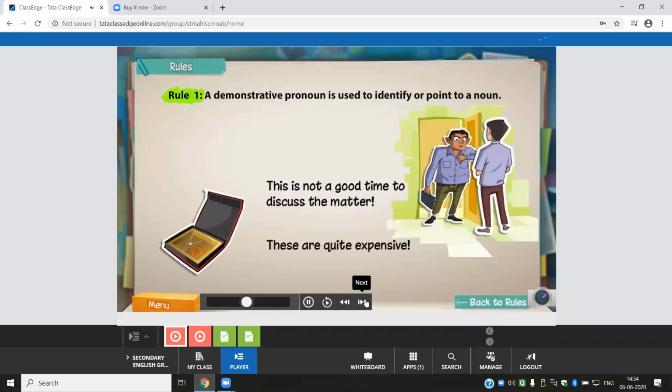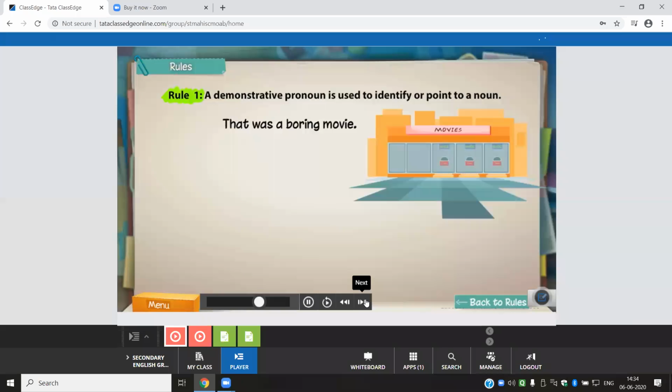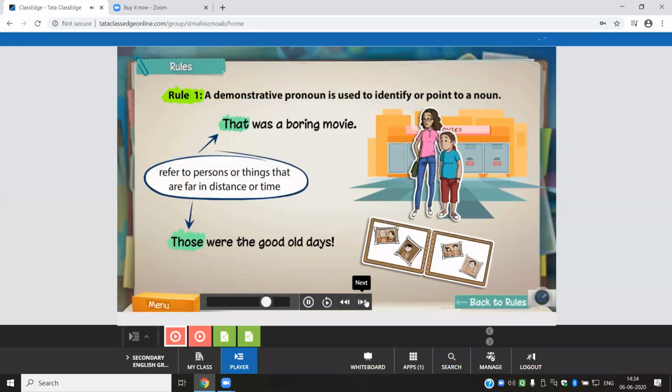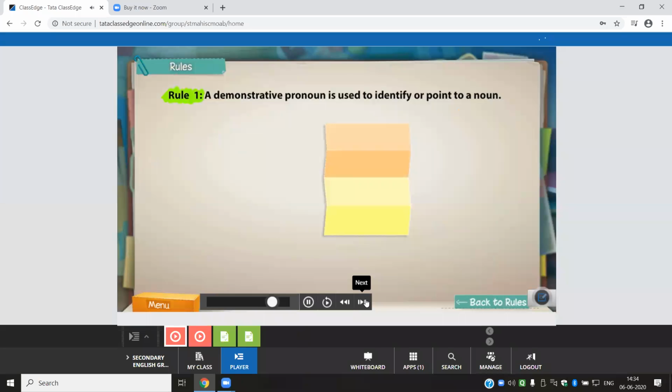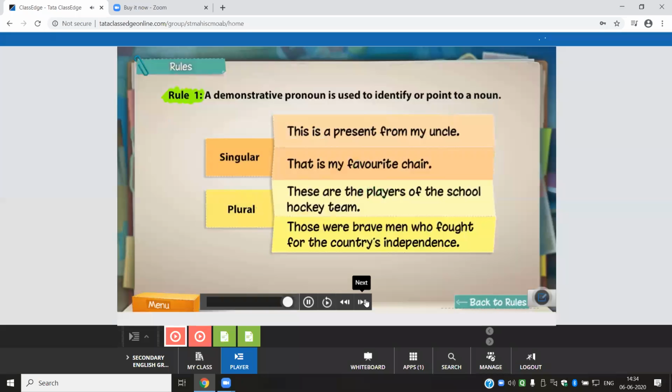The pronouns this and these are used to refer to persons or things that are near in distance or time. The pronouns that and those are used for persons or things that are far in distance or time. Note that the demonstrative pronouns this and that are used for singular nouns and these and those for plural nouns. Here are a few more examples of the demonstrative pronouns this, that, these, and those.